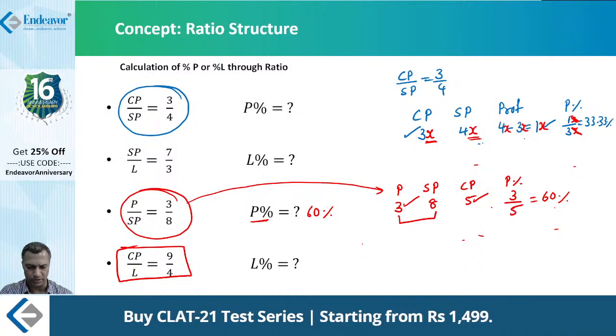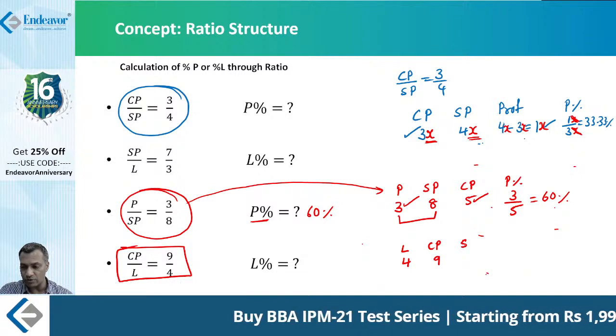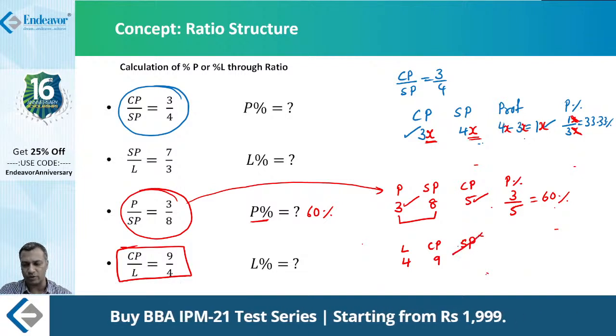Therefore, what is loss percentage? Great. Loss is given. Cost price is given. What is the cost price? 9. What is the loss? 4. Now you may say that let me find out selling price. Wait, not required. Why do you want to find the selling price? Look at the question. What do you want?